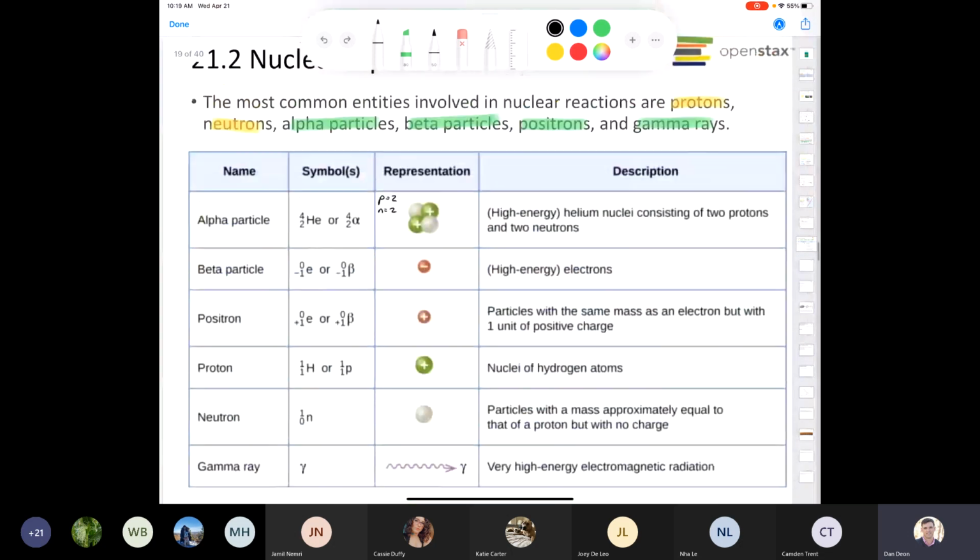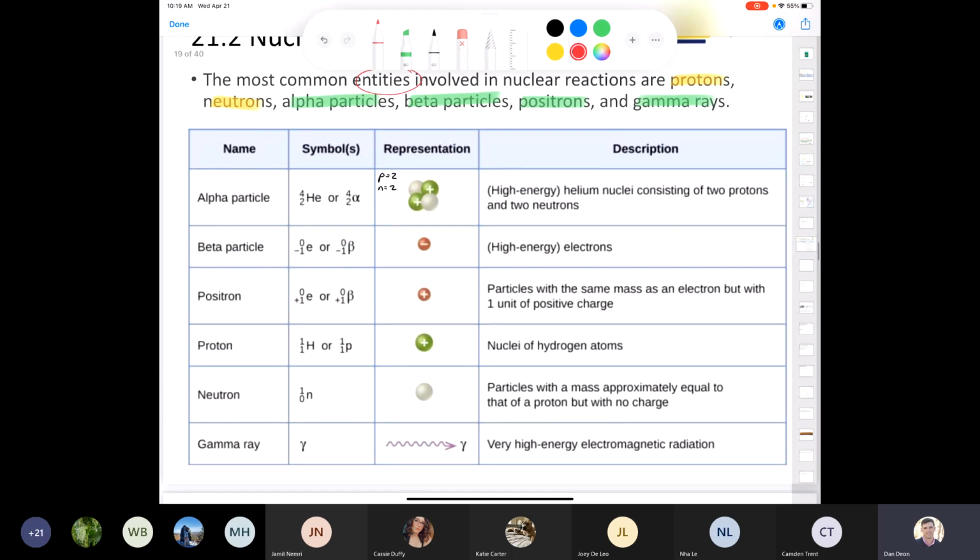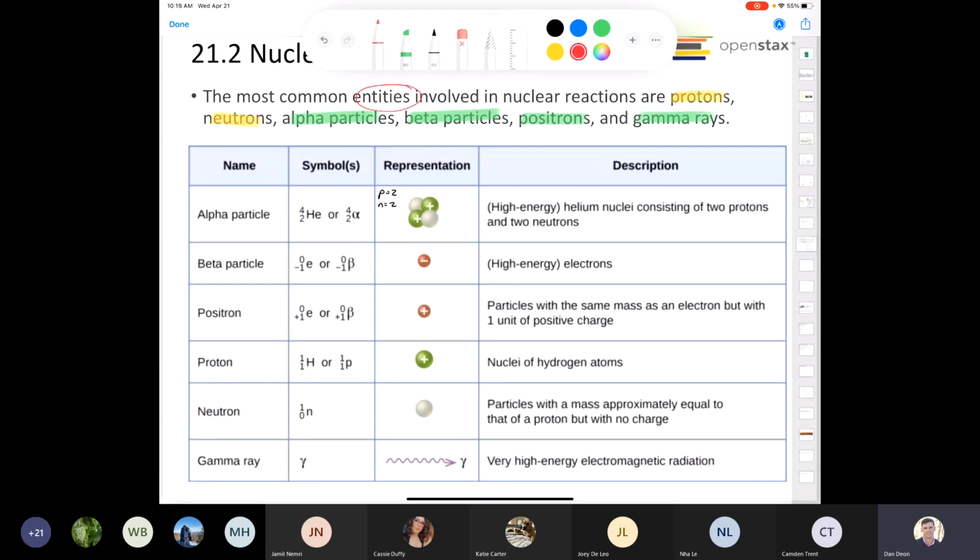And the reason why we have to use the word entity and we can't use the word particle is because the last entity is not a particle, and that is a gamma ray. You remember when we talked about the electromagnetic spectrum, we talked about radio waves, infrared, UV, visible, right? And then we went into X-rays and then gamma rays, which we said were the highest energy form of electromagnetic radiation. Very small wavelength, very high frequency, and therefore very high energy. And these are not particles. Now, gamma rays are usually emitted when you take an element that's in an excited state and then it relaxes back down to a more stable state. From there, it can emit a gamma ray.